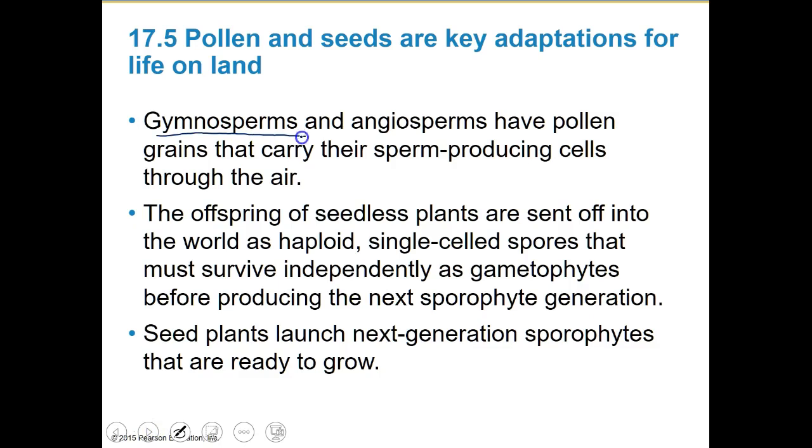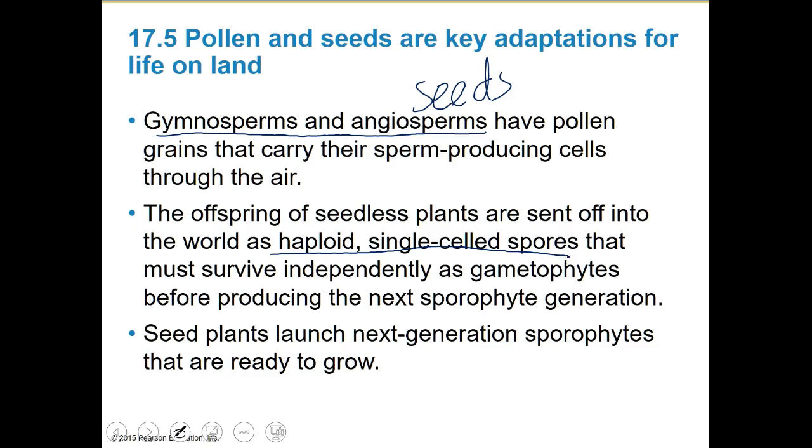So our gymnosperms and our angiosperms, these are our seed plants, or little dudes with seeds. There we go. They have pollen grains that carry the sperm-producing cells through the air. So the offspring of seedless plants are sent off into the world as haploid single-celled spores that must survive independently as gametophytes before producing the next sporophyte generation.